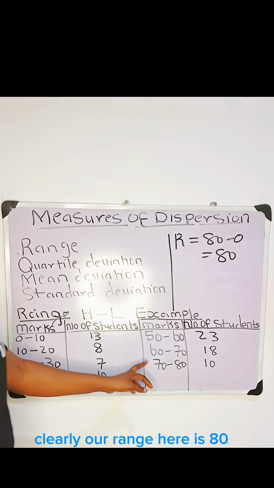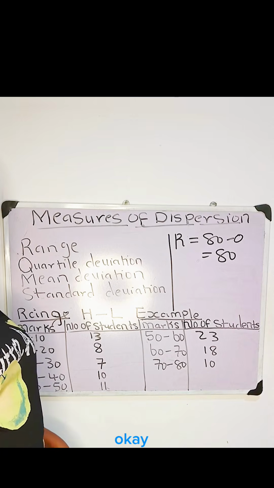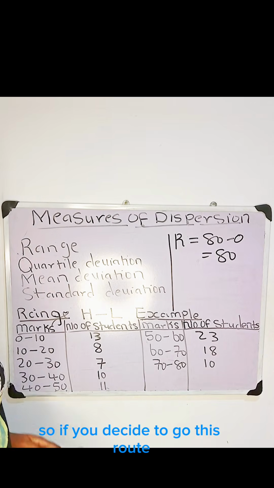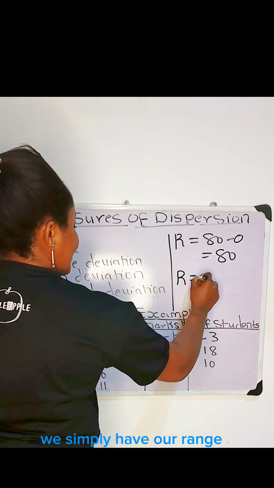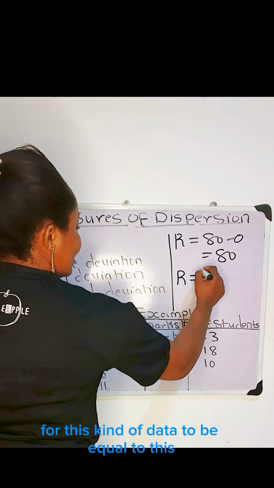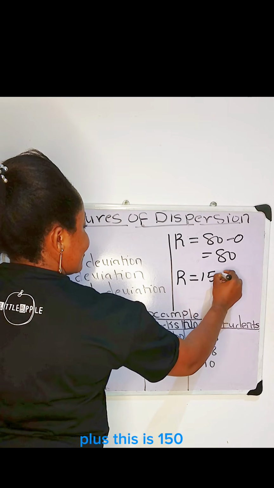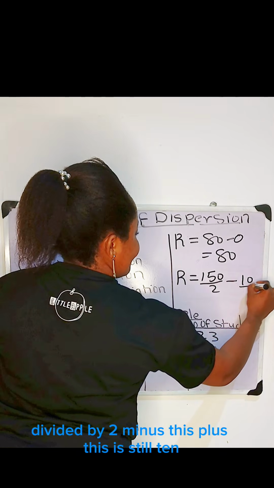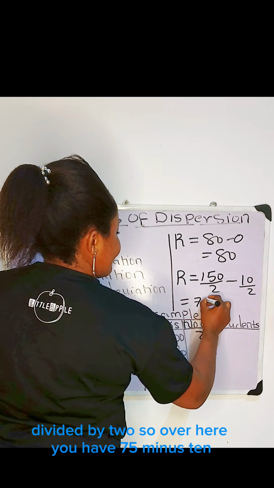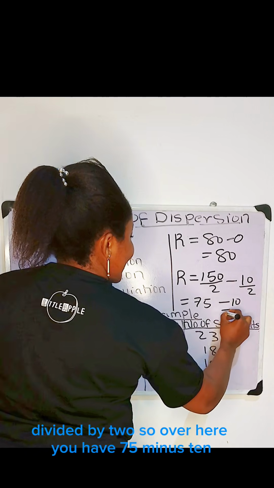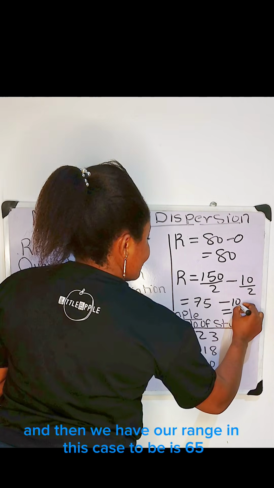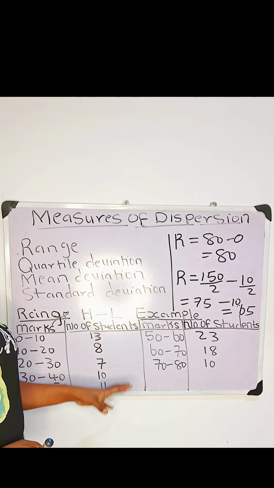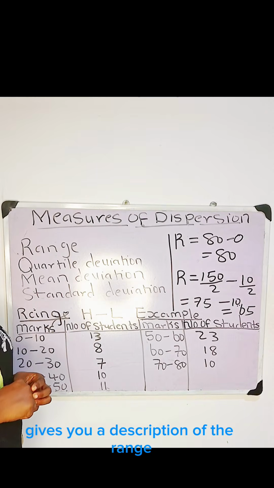Another thing we can do is to take the midpoint. We'll say this plus this divided by 2, and you subtract from it this plus this divided by 2. So if we decide to go this route, we will have our range for this kind of data equal to this plus this, which is 150, divided by 2, minus this plus this, which is 10, divided by 2. So we will have 75 minus 10, and our range in this case is 65. Whichever one you decide to use gives you a description of the range.